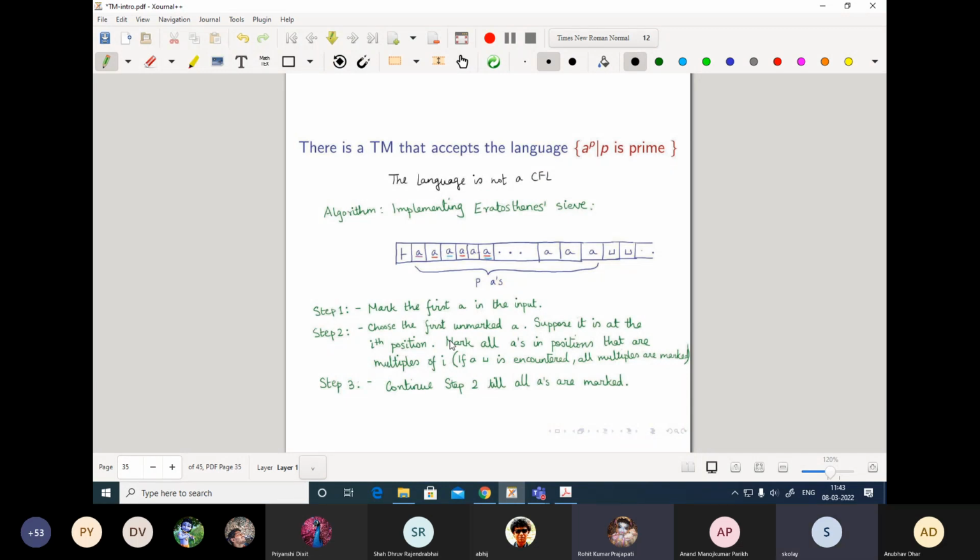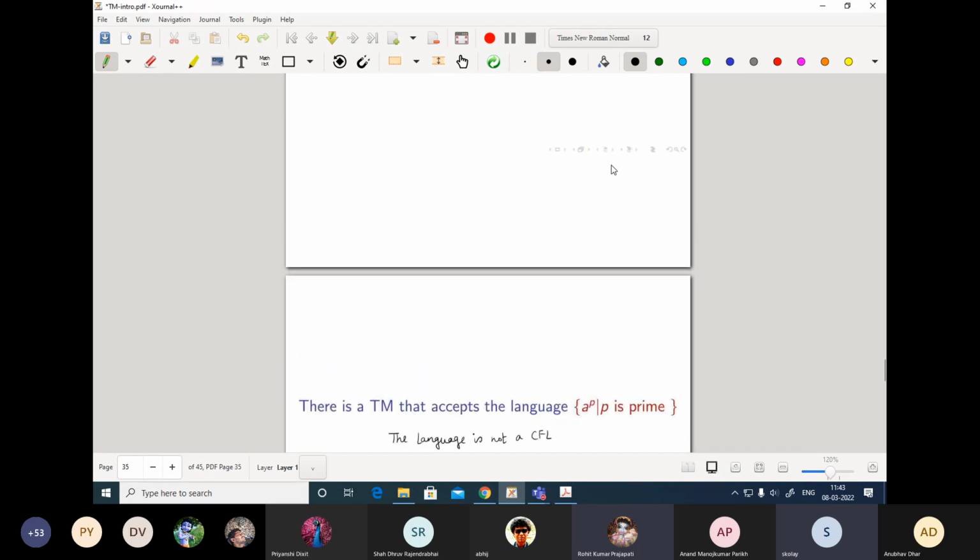Okay, so let's look at another language that is not context-free: a to the p such that p is prime. So I have it as follows. My input will just be p a's, then blank symbols.